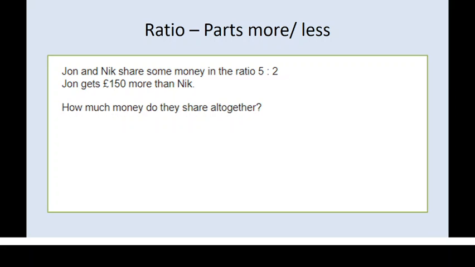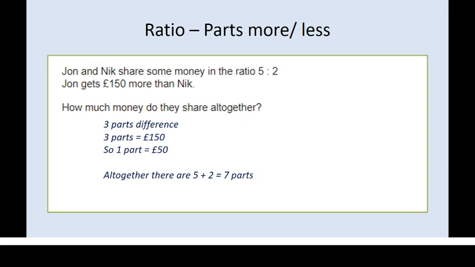Because it says John and Nick share some money in the ratio 5-2, and John gets £150 more than Nick, the first thing we need to think about is the difference in the amount they get. If I had drawn it out, this one would be 5 boxes for John and 2 for Nick. So they've got a difference between them of 3 parts or 3 boxes. Those 3 parts must equal the difference, so 3 parts equals 150, which then means that 1 part must be 50.